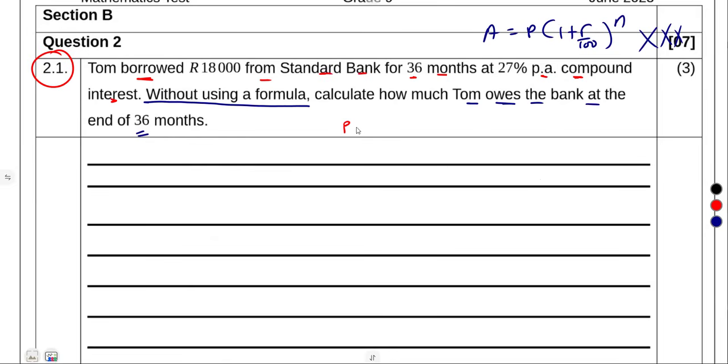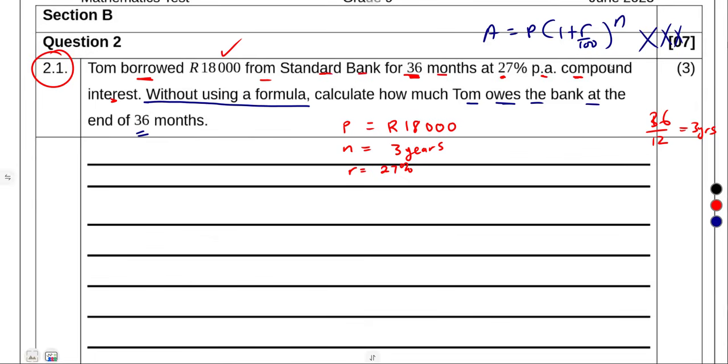So we have got the principal, which is the money being borrowed, of 18,000 rand. So that's 18,000. And this is for 36 months. How many years? 36 divided by 12. That's 3 years. So meaning to say the number of years is 3. So it's going to accumulate for 3 years at an interest rate of 27%. All right. Which is actually going to give us what is affecting per year for compound interest.